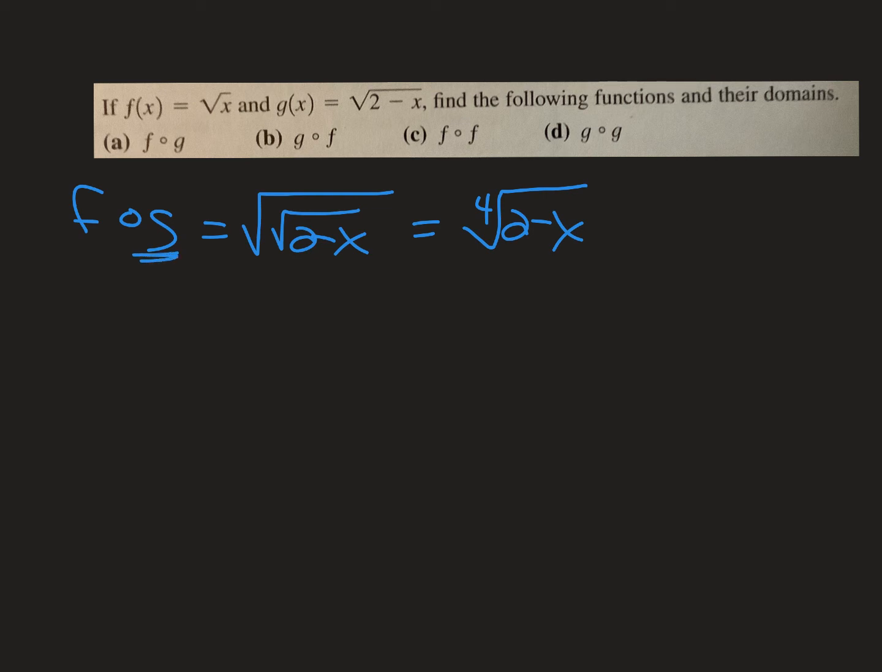Okay, now, let's just find the domain. First thing I need is the domain of g. The domain of g, because there's a square root there, that's got to be positive. So if I came down to the side somewhere, 2 minus x has to be greater than or equal to 0, and I move the x over here, there's my domain. X has to be less than or equal to 2. So now I'm going to look at this and see what the domain of my final answer is.